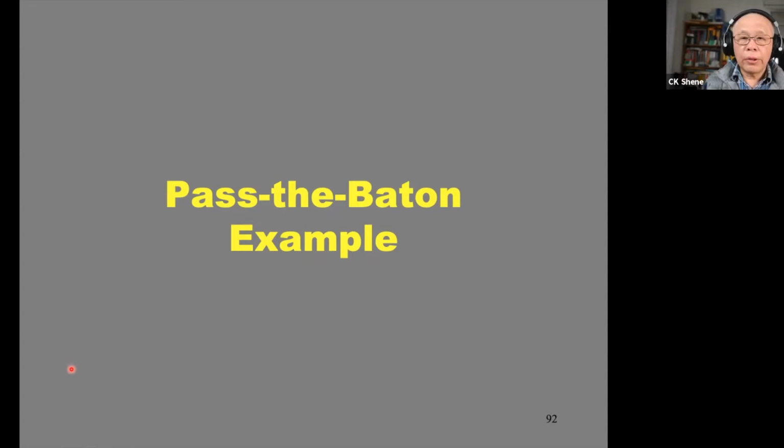In this lecture, we want to talk about an example to illustrate the use of passing-the-baton. The example we're going to use to discuss is, again, the reader-writer problem. We develop a solution, a fairer solution, or a better solution than the previous ones. Then gradually improve it by the use of passing-the-baton technique.